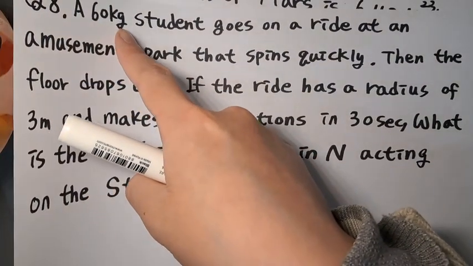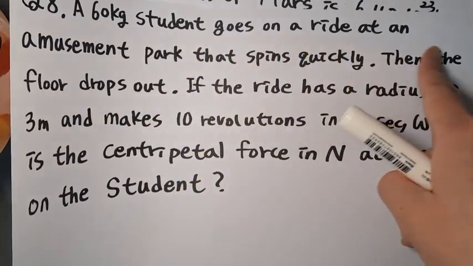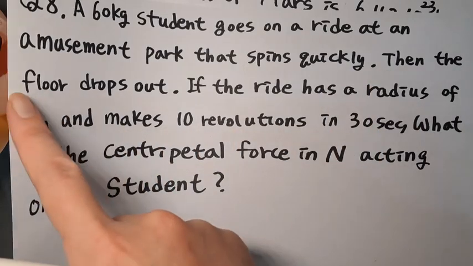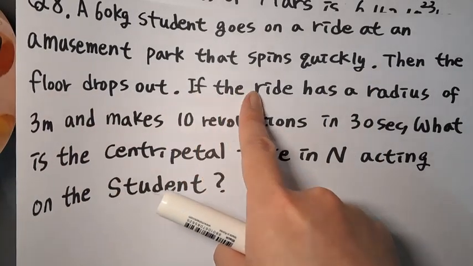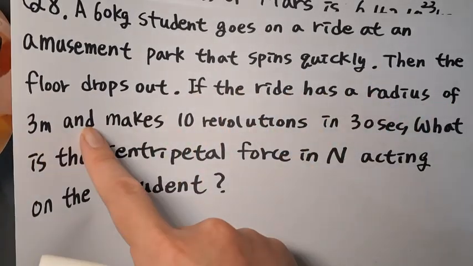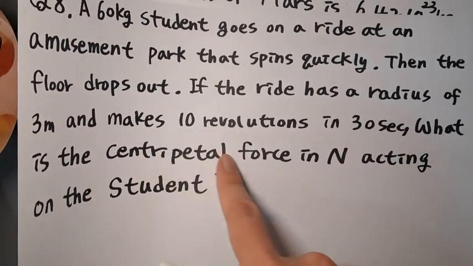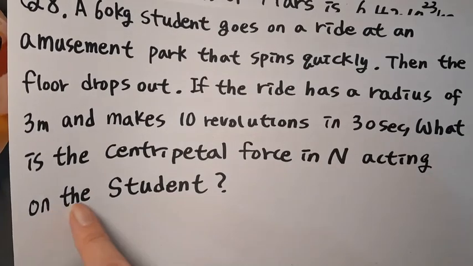A 60-kilogram student goes on a ride at an amusement park that spins quickly. Then the floor drops out. If the ride has a radius of 3 meters and makes 10 revolutions in 3 seconds, what's the centripetal force in Newton acting on the student?